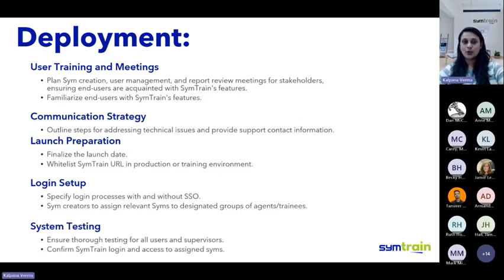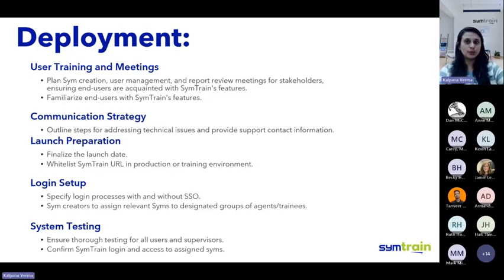This step is done. Now, once this step is done, you can ask your managers and sim creators to assign some sims to a selected group of trainees and agents, because you want to complete your testing before you do the launch, which is really important. If you want your launch date to go as planned, you want to ensure that you do all the testing prior to it, which means you want to check whether the team members are able to log into SymTrain with or without SSO.